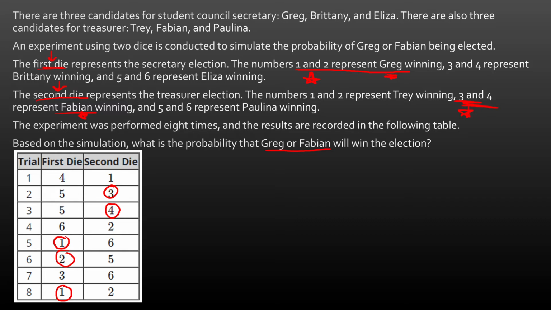So if I look, I have 5 different circles on my table. I have 1, 2, 3, 4, 5. So that means they have a 5 out of 8 chance of Greg or Fabian winning that election. And 8 is my total because that is how many total trials were done for this experiment.